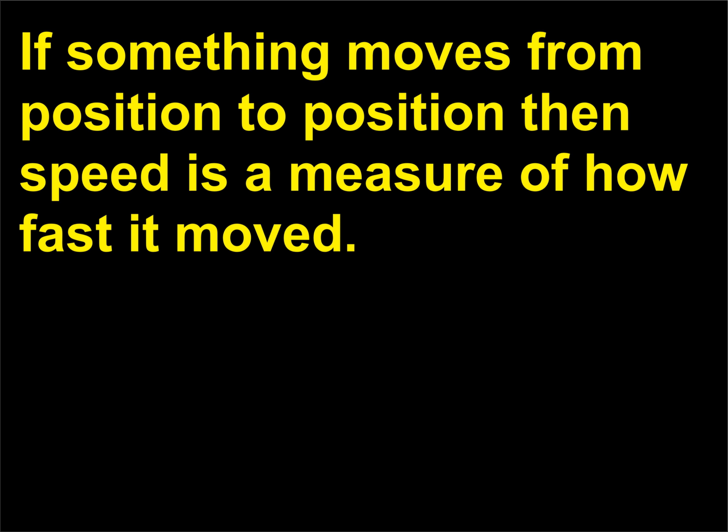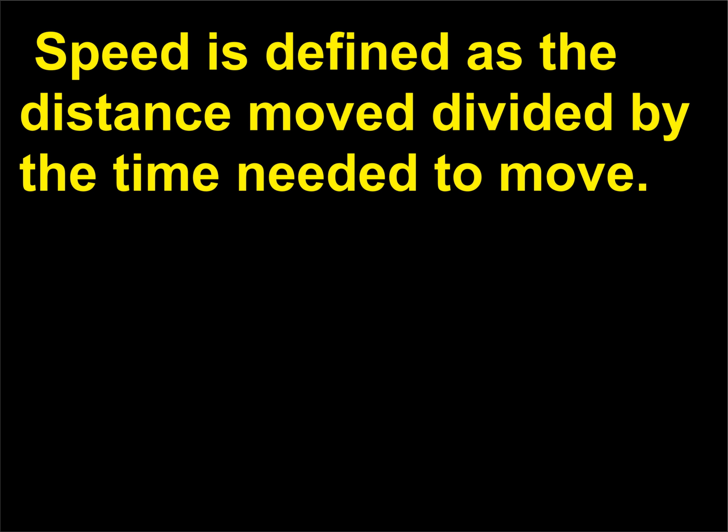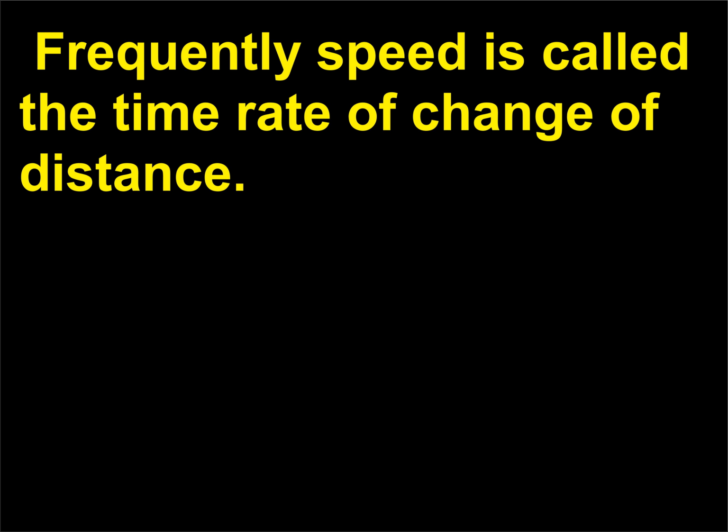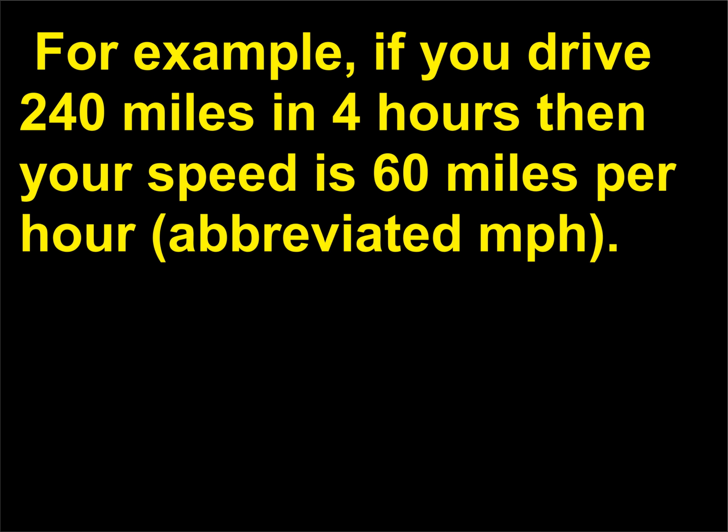If something moves from position to position, then speed is a measure of how fast it moved. Speed is defined as the distance moved divided by the time needed to move. Both change in position or distance and time are measured quantities. Frequently, speed is called the time rate of change of distance. For example, if you drive 240 miles in 4 hours, then your speed is 60 miles per hour, abbreviated mph.